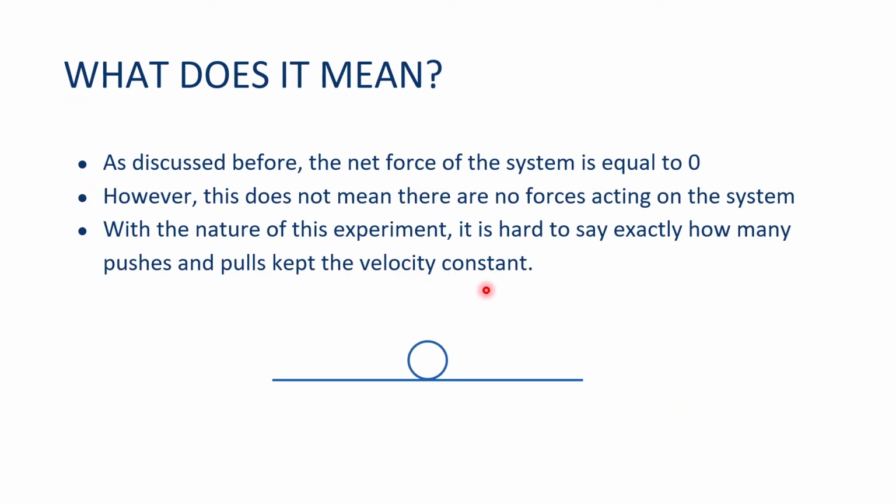Now, what does this mean? As discussed before, the net force of the system is equal to 0. However, this does not mean that there are no forces acting on the system. With the nature of this experiment, it's hard to say exactly how many pushes and pulls kept the velocity constant. For example, we have the gravity force. We do have the normal force also pushing up from the bottom. But with the velocity remaining constant, we can say that the net force of the system is equal to 0.